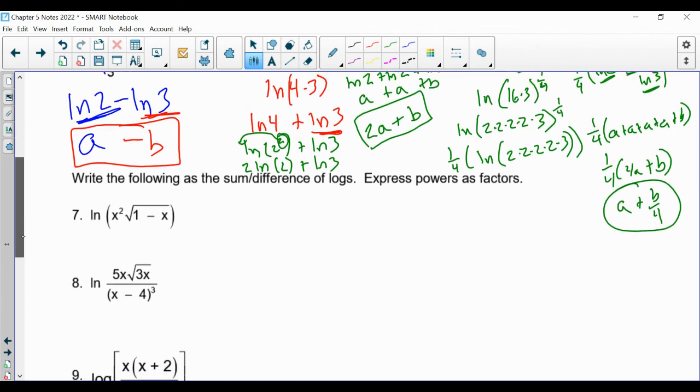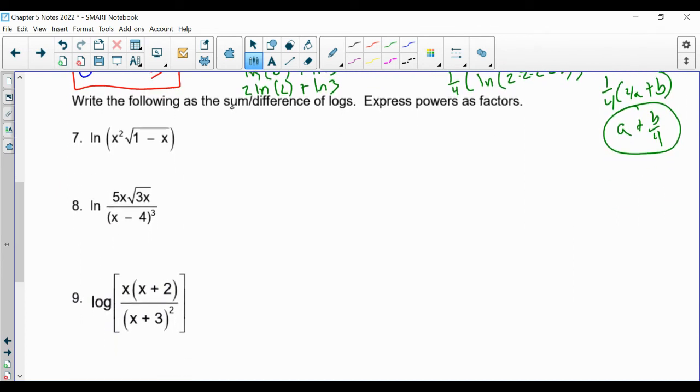Okay. All right, so then we get to some questions where they just want us to break them up as much as possible. So they say here, write the following as the sum or difference of logs and express powers as factors. Meaning if there's a power, it needs to come to the front to be multiplied by it. So what you want to look here first is just kind of look at the problem, look for any powers, right? We have a power here. We also have a secret power here, right? The square root, remember, is really a 1/2 power. But then we also have multiplication. It's x squared times square root of 1 minus x.